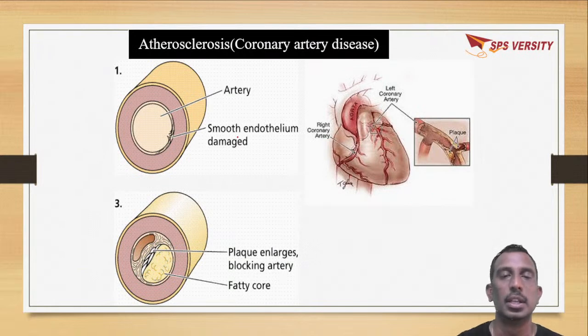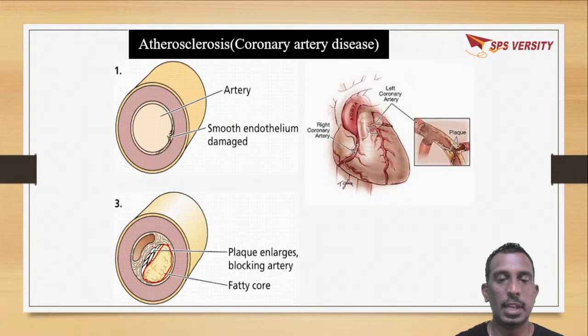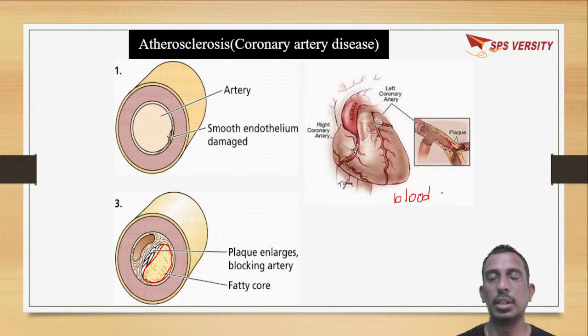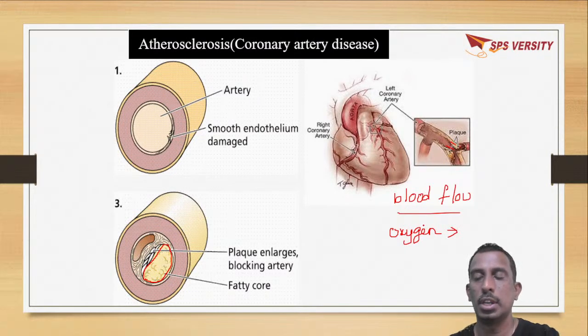You can see here, this is the coronary artery. This is the smooth endothelium which gets damaged. Due to deposition of fats, see here, a fatty core is deposited in the lumen of the coronary artery. As it is deposited, the artery is getting blocked. Here you can see the arteries are getting blocked. Due to this, the blood flow to the heart muscles decreases. As blood flow decreases, heart muscles don't get proper oxygen. When there is no proper oxygen, they cannot function properly, they cannot do the pumping properly. So this is called atherosclerosis.